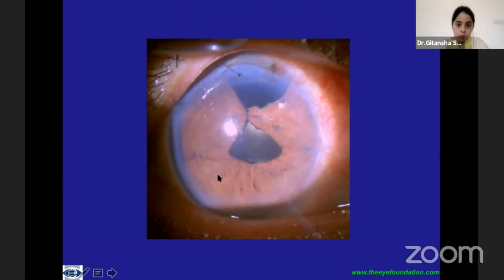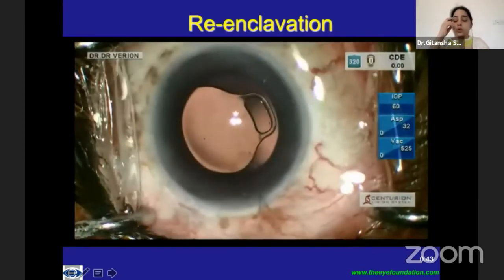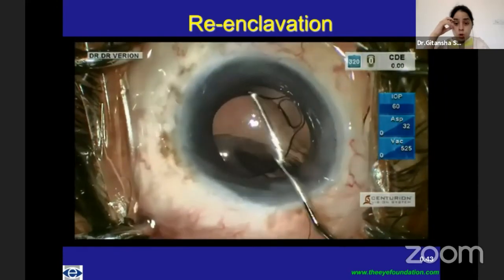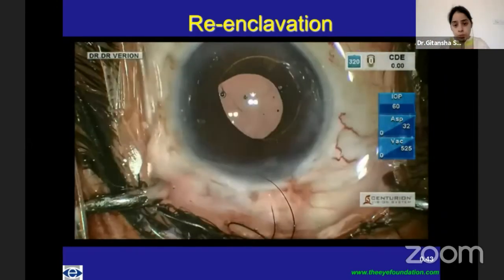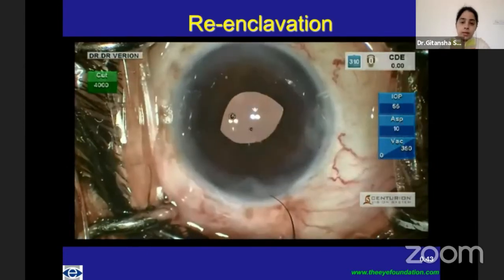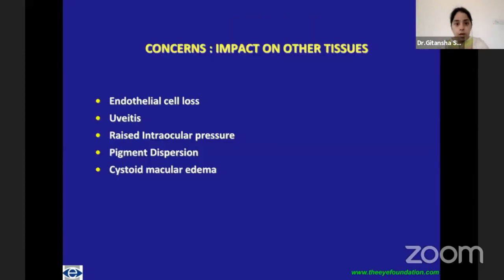following which an iris claw lens can be implanted. This is a case of a disenclavation which was noted 4 years postoperatively following a small history of trauma. All one has to do is to retrieve the lens into the anterior chamber, following which the pupil should be constricted. And then the lens is again held, pushed, the haptics are placed behind the iris and are subsequently tucked.